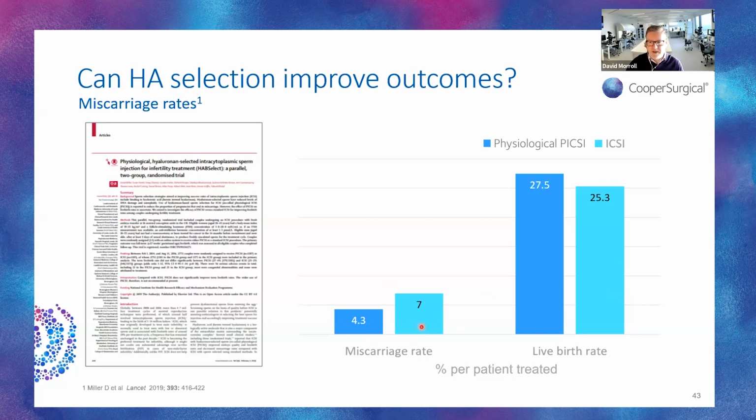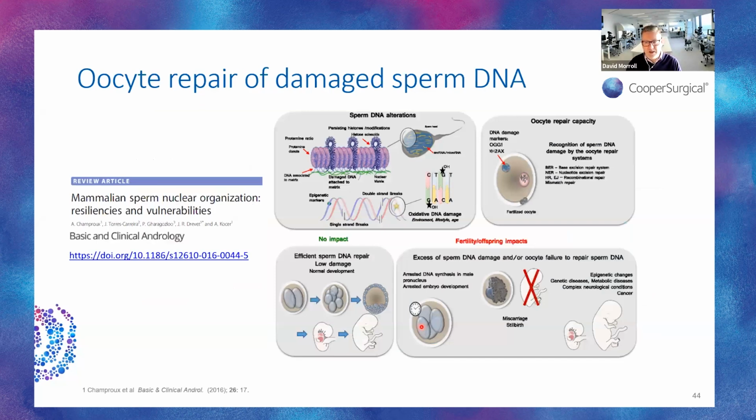Now, if we look into that in a bit more detail, what we can see is, if you look at the underpinning biology, this is a nice paper from Champrou and colleagues from 2016, where they explored the mechanisms in oocytes to repair DNA damage in sperm post-fertilization. And what it really shows and explains really nicely is that all oocytes have some capacity to repair DNA damage. They recognize it and can repair it ahead of fertilization being completed.